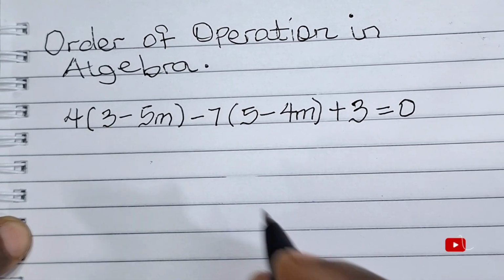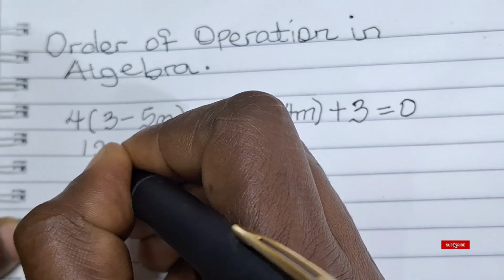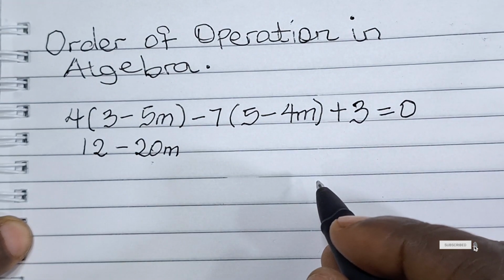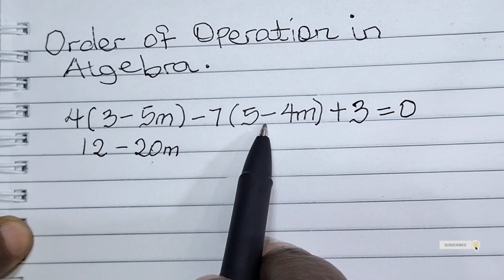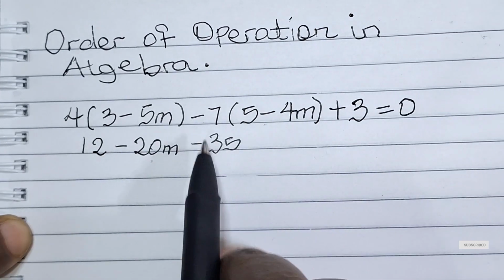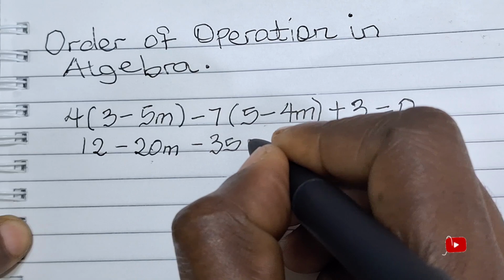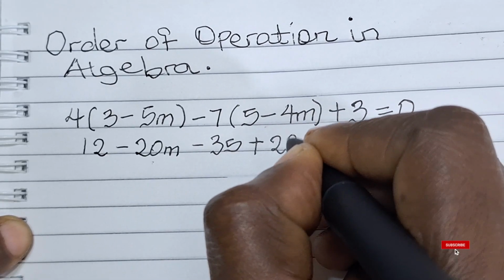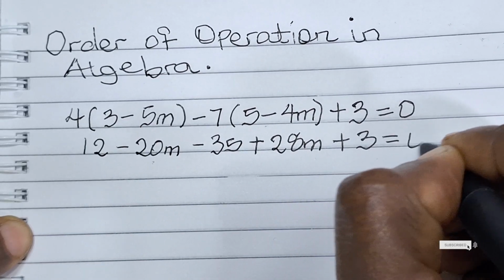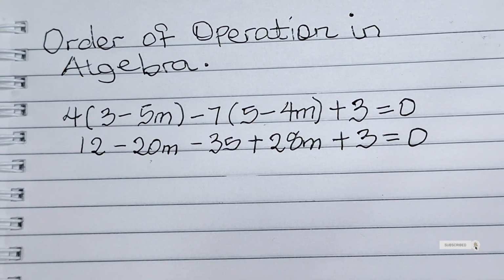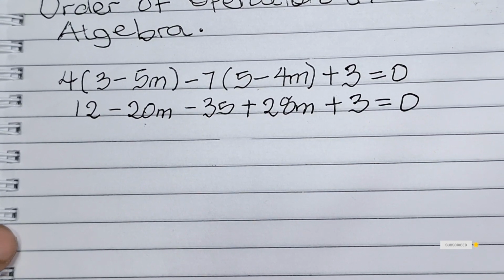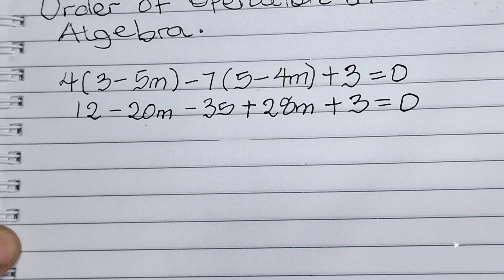I use 4 to open up this bracket to get 12 minus 20m, and the bracket is open. I use a negative 7 to open up this bracket. This is minus 35. Minus times minus is plus, so this is plus 28m, plus 3 is equal to 0. Now you see, there are no brackets anymore. Brackets have been opened. So it's time to collect like terms.